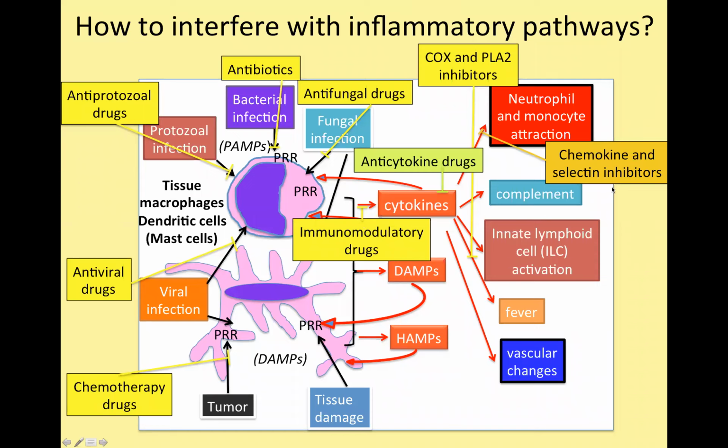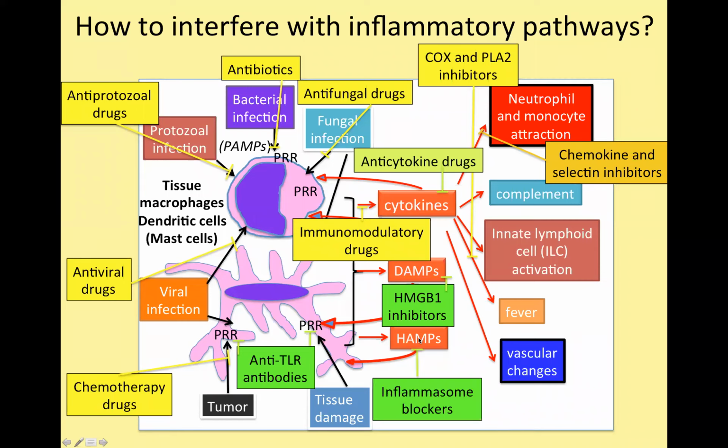Chemokine and selectin inhibitors would block the neutrophils theoretically, but they are not used because they are more or less useless. And we do hope that in the future we'll have anti-TLR antibodies, which will block the early reaction of inflammation. And we'll probably have HMGB1 inhibitors in the future. We still don't know whether we'll have inflammasome blockers or not.